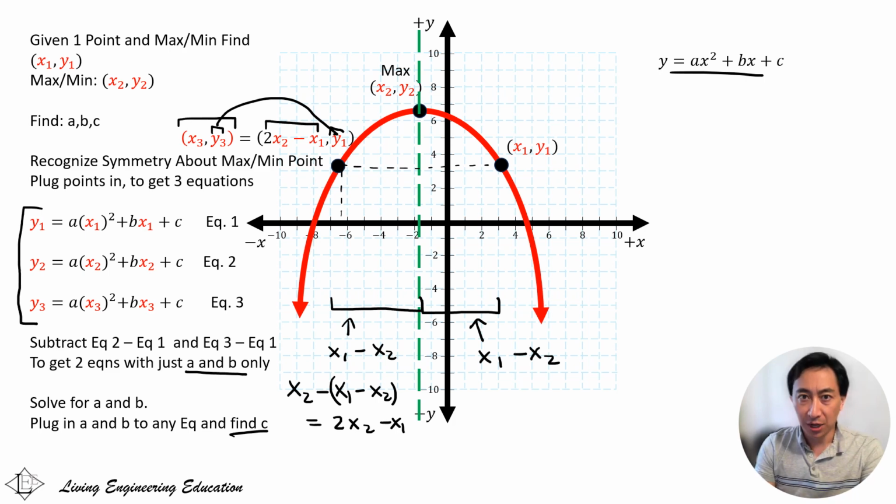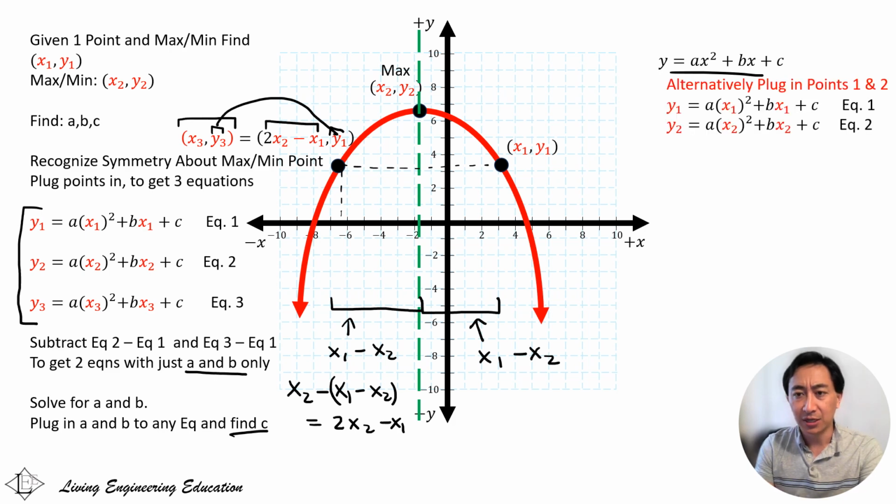I said that there was another method we can use. The other method we can use is not to identify this third point. We still take advantage of the fact that I know there is symmetry and this maximum point. Whether or not you have taken a calculus class, I don't know. So if you have not taken calculus, use this first method. If you have taken calculus and you know what a derivative is, then you can use this second method.